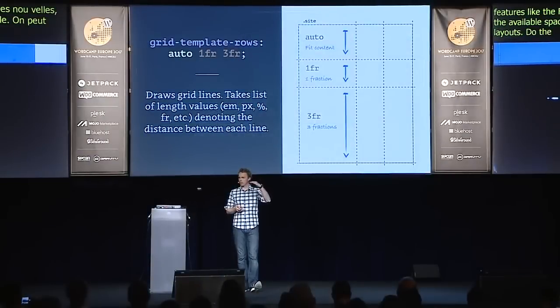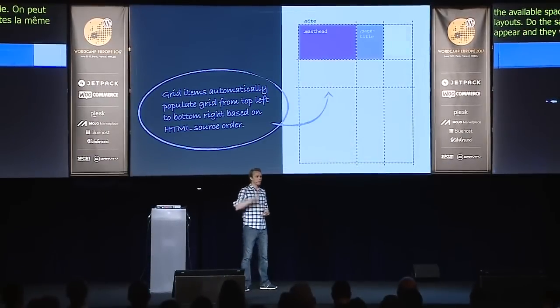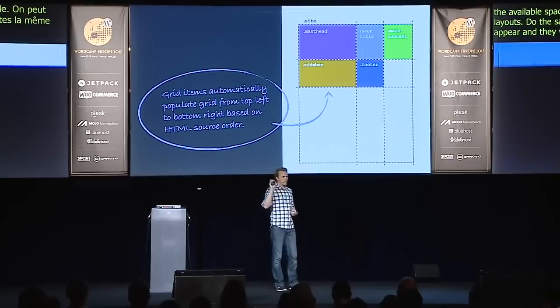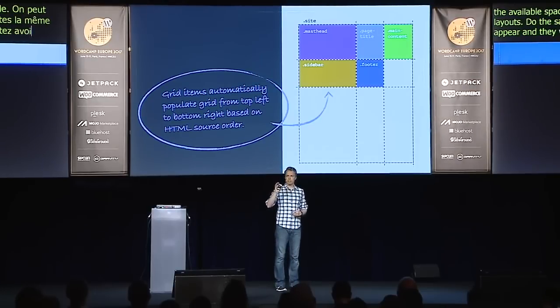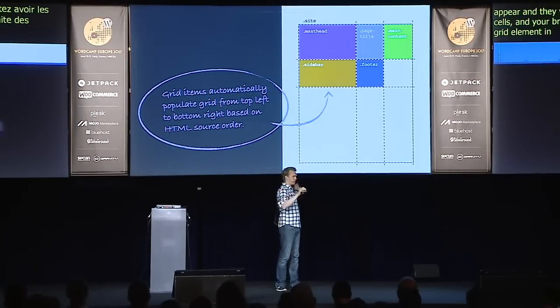This comes with new features like the FR, or fraction value, that allows you to say, take one fraction of the available space and then put a line there. So you can make truly dynamic layouts. Do the same with rows. You just declare a list of where you want the rows to appear, and they will appear automatically. Once you've drawn rows, you have cells, and your browser automatically places all the direct descendants of the grid element in those cells, from the top left to the bottom right.